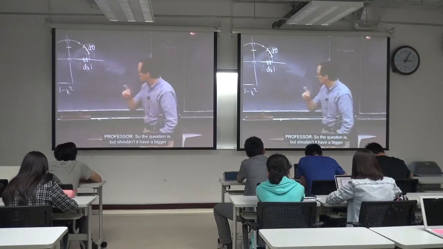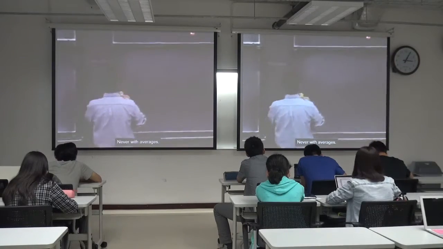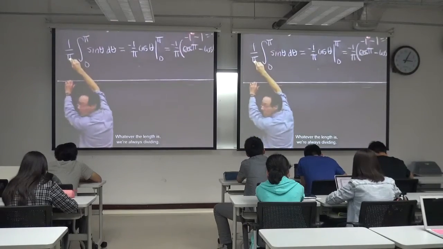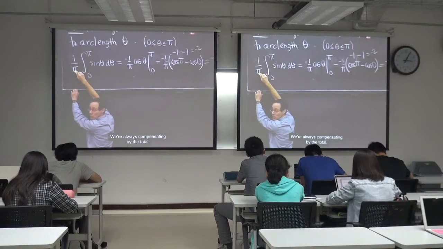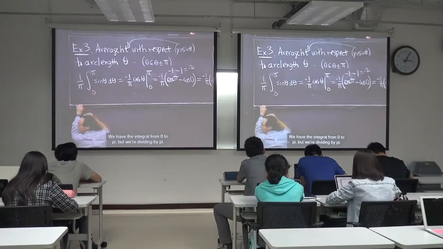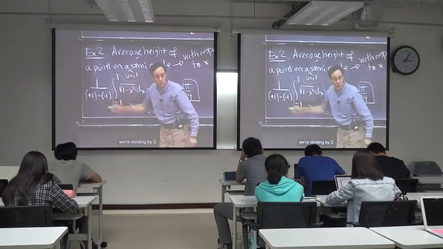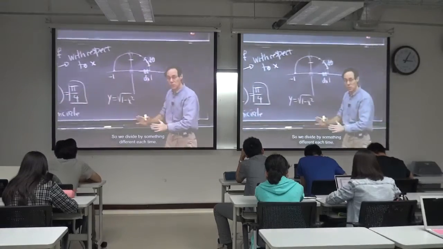So the question is, but shouldn't it have a bigger value because it's a longer length? Never with averages. Whatever the length is, we're always dividing. We're always compensating by the total. We have the integral from 0 to pi, but we're dividing by pi. Here we have the integral from -1 to 1, but we're dividing by 2. So we divide by something different each time.